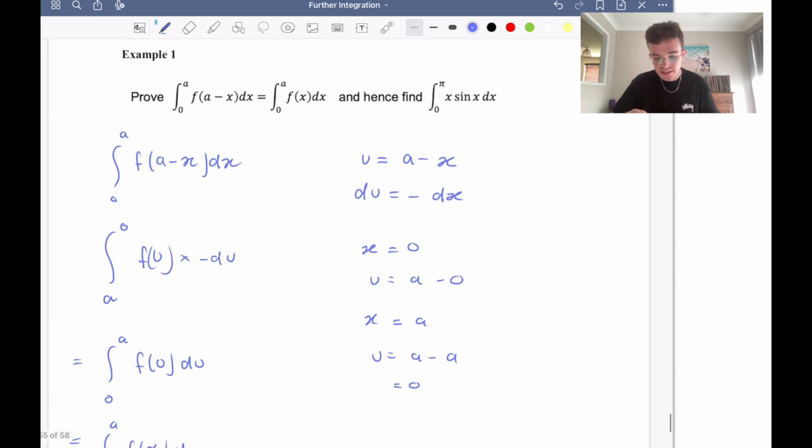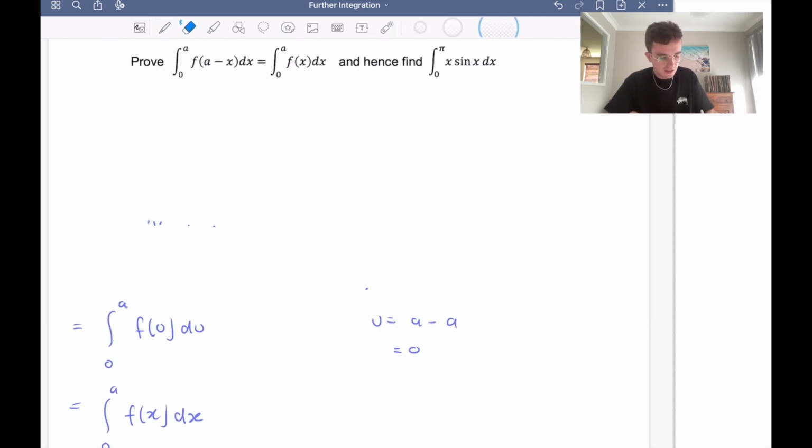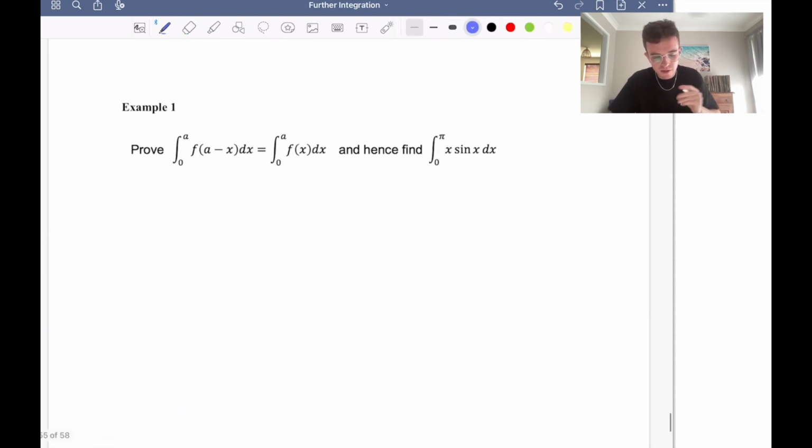So we're going to use that to find the integral from 0 to pi of x sine of x dx. I'm just going to rub this out to save space. When I print out the booklets, I'll print them out one-sided, so we'll have the other page.